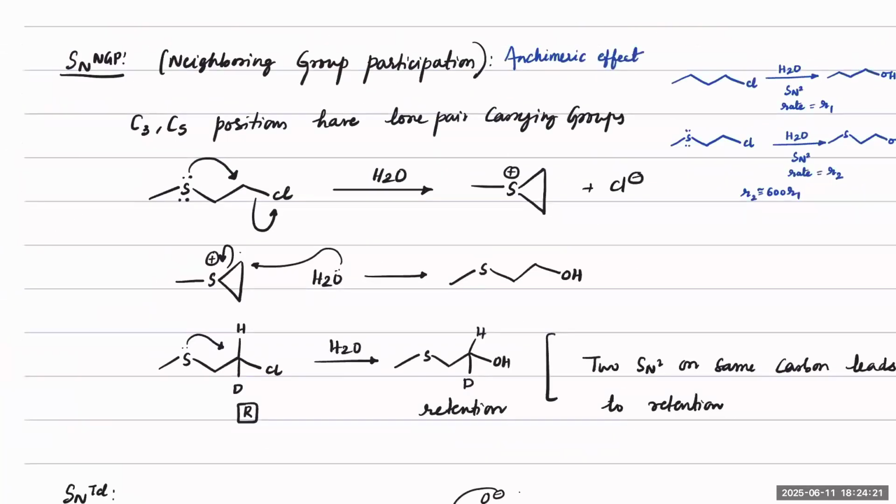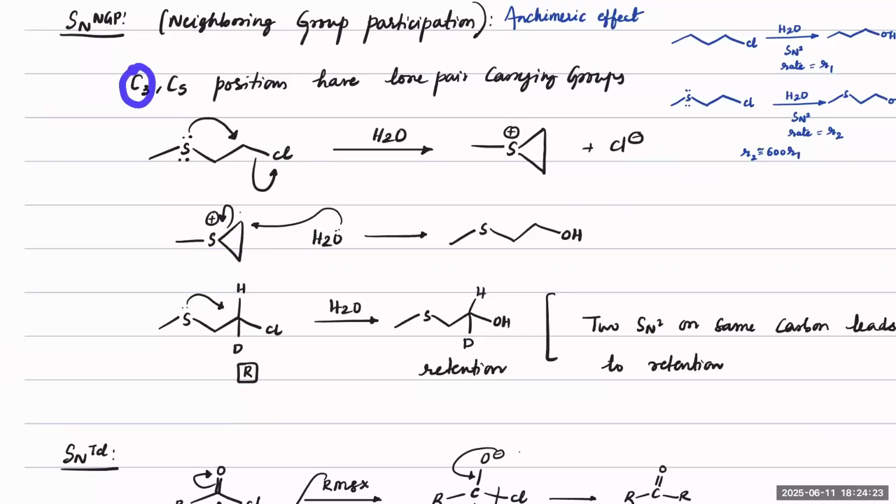Usually this happens when the third position and the fifth position in the chain from the leaving group onwards carry a lone pair on it. Like in this case you can notice sulfur is carrying a lone pair, so that lone pair will attack here, removing this chloride, so you will get a cyclic structure this way. Got it? And then when the water attacks from the other end, breaking this bond, you will get this form here.